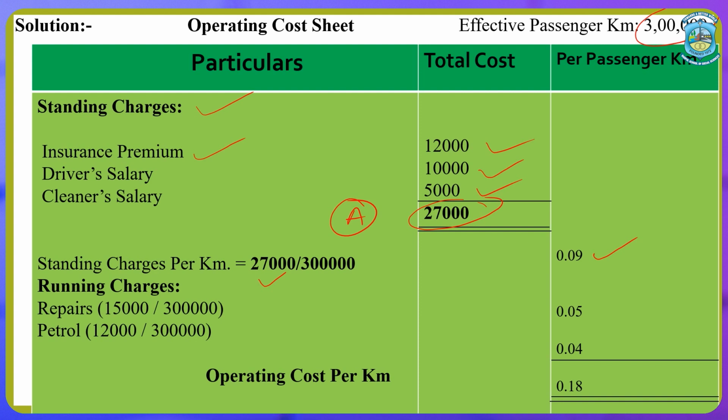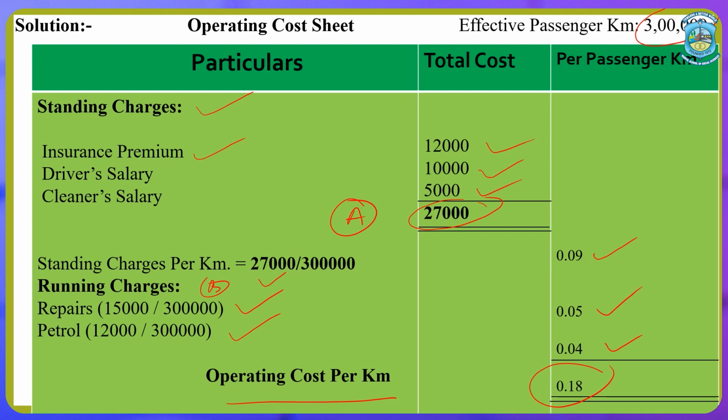If we talk about the running charges, which is section B: repair charges 15,000 divided by the 3 lakh kilometers gives 0.05 paise. Petrol charges, which are running charges, 12,000 divided by 3 lakh kilometers, is 0.04 paise. The sum per passenger kilometer is 0.80 paisa. It is our operating cost per kilometer. This is the way to calculate.